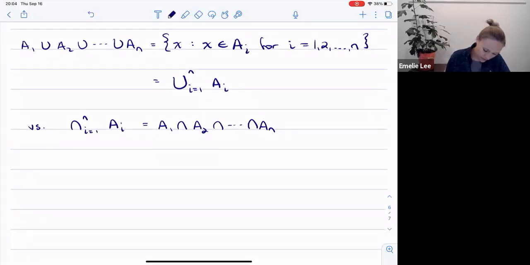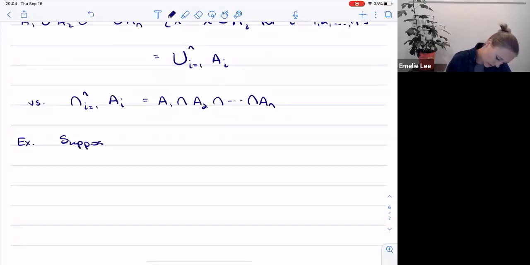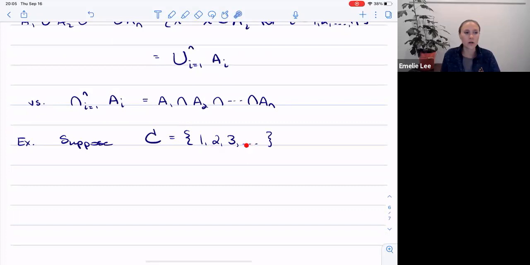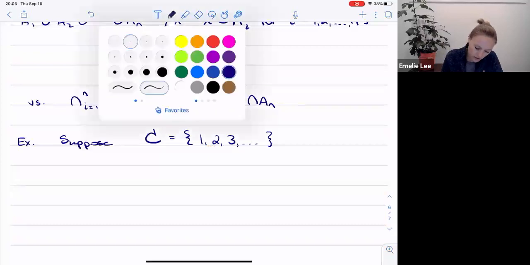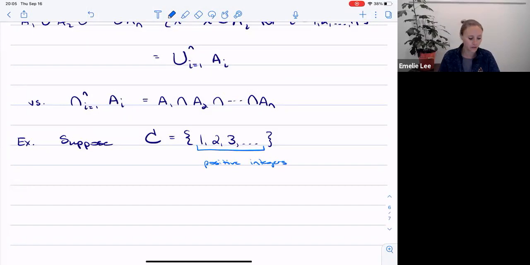How about an example? Suppose the sample space is the set 1, 2, 3, going on and on. What can we call that? How can we summarize that verbally? Well, that's the set of positive integers, it looks like to me.